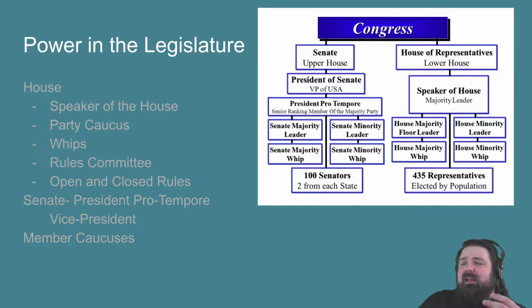The Senate, on the other hand, is like trying to herd cats. It'd be like trying to herd a whole bunch of cats, get them to do what you want them to do. They're really very independent creatures within the Senate. They kind of just do what they're going to want to do, and it's much more difficult to get them all working in the same direction.